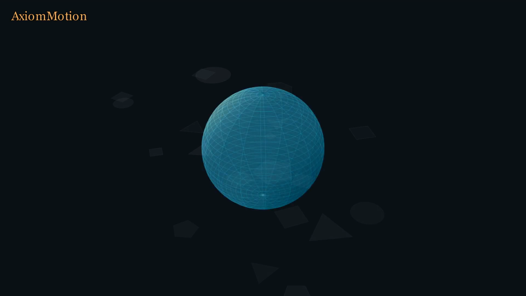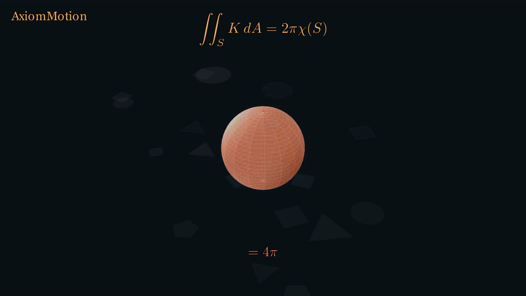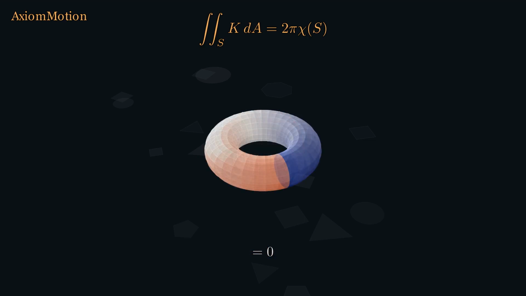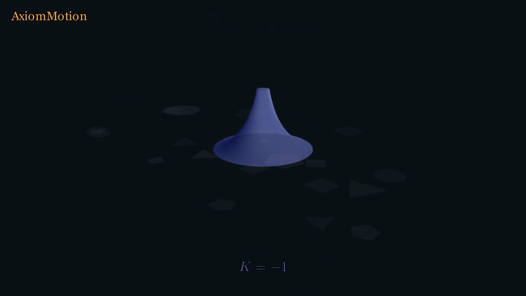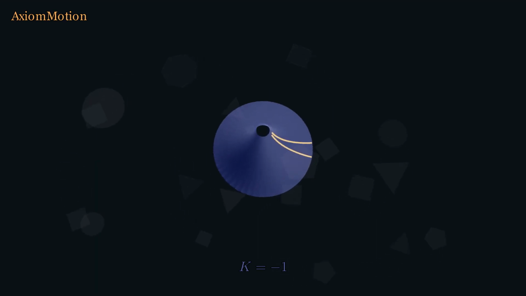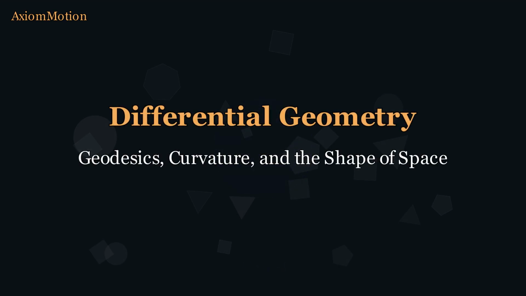On a sphere, the angles of a triangle add up to more than 180 degrees. The excess is not a flaw. It is the curvature made visible. One formula captures it all. The total curvature of any closed surface is locked to its topology. A sphere gives 4 pi, a torus gives 0, and a surface of constant negative curvature bends space so that parallel lines diverge forever. Every one of these is the same idea. Let us see why.